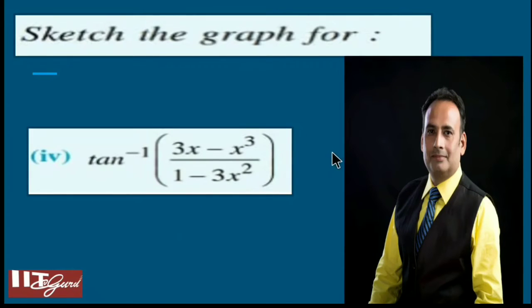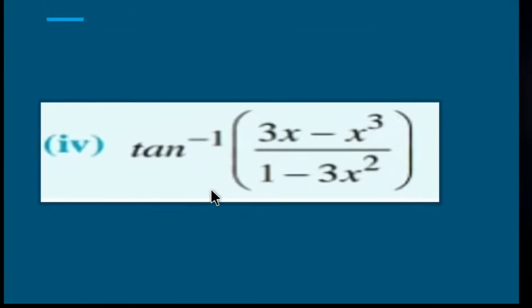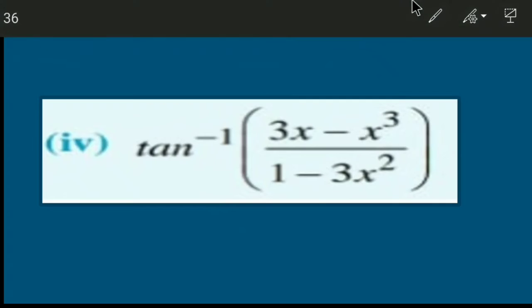So, if f(x) is equal to tan inverse of (3x minus x cube) upon (1 minus 3x square), as the domain of tan inverse x is all real numbers, this entire part (3x minus x cube) upon (1 minus 3x square) should also be defined for all real numbers, and the denominator shouldn't be equal to 0.